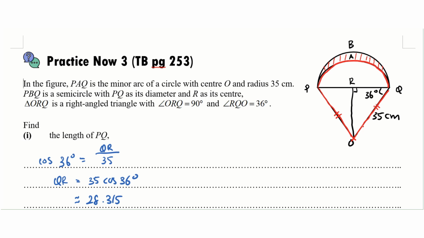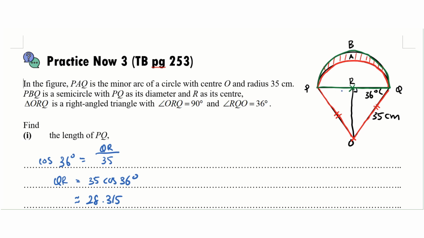When we have an isosceles triangle and we draw a perpendicular down, this makes OQR and ORP congruent triangles to each other. Continuing with what the question gives, PBQ is a semicircle with PQ as its diameter. Then R is the center of this semicircle. Triangle ORQ is a right-angled triangle with angle ORQ equal to 90 degrees and angle RQO equal to 36 degrees. In part 1, we want to find the length of PQ.